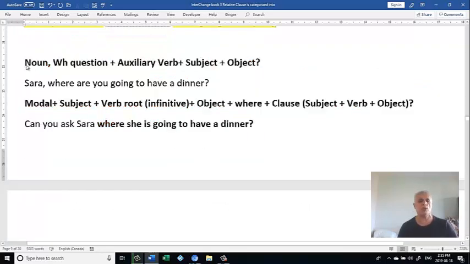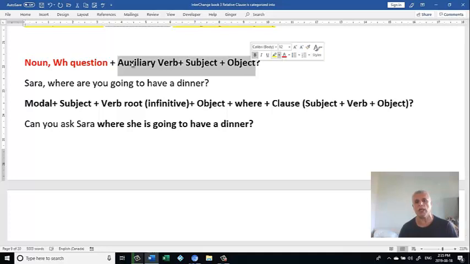Then we have the W question. We have noun, then W question, because we know a W question could be what, where, when, who, whose, how, all of them. Then we have the auxiliary verb, then subject and object. Okay, let's look at how we do this one.